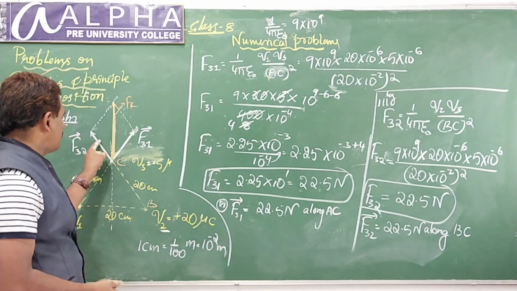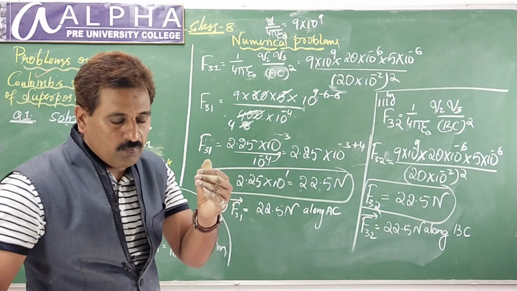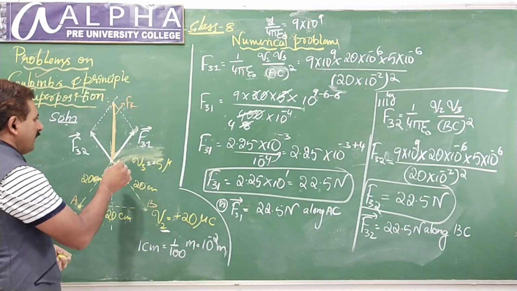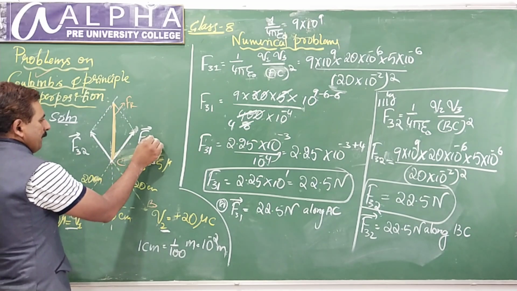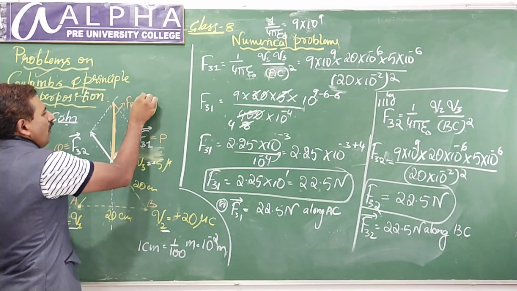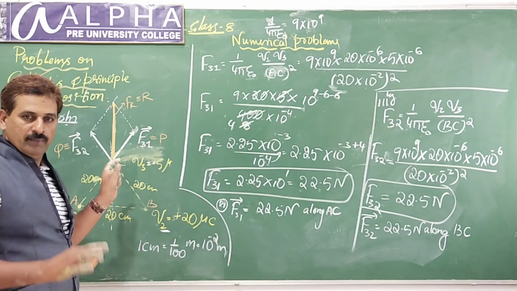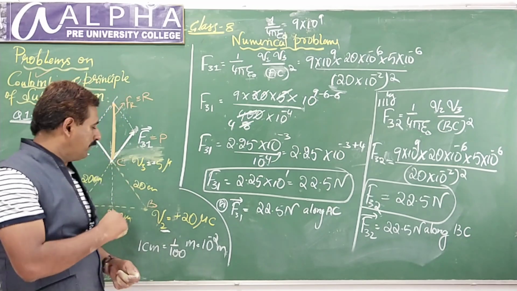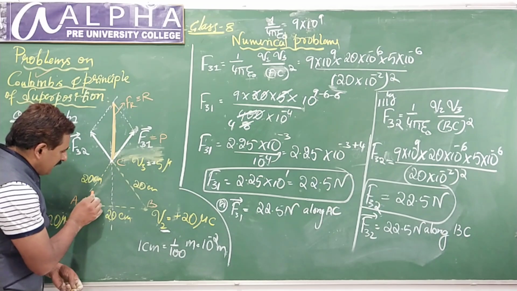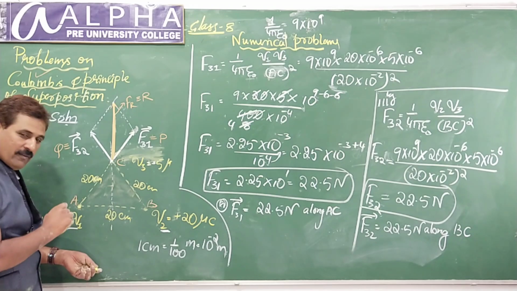How do you find the resultant of these two? As you learned last year, the resultant formula. Come on, tell me. R equals root of P square plus Q square plus 2PQ cos theta. Here let me consider this as P and this as Q, and this is R. You can find the resultant of the two forces. Meanwhile, what is the angle between these two? Look, what is the shape of this, students? The shape is a triangle. That too, which type of triangle?